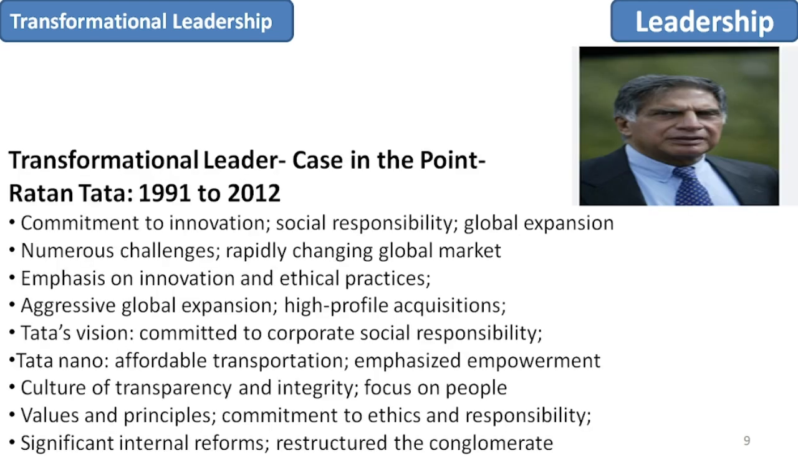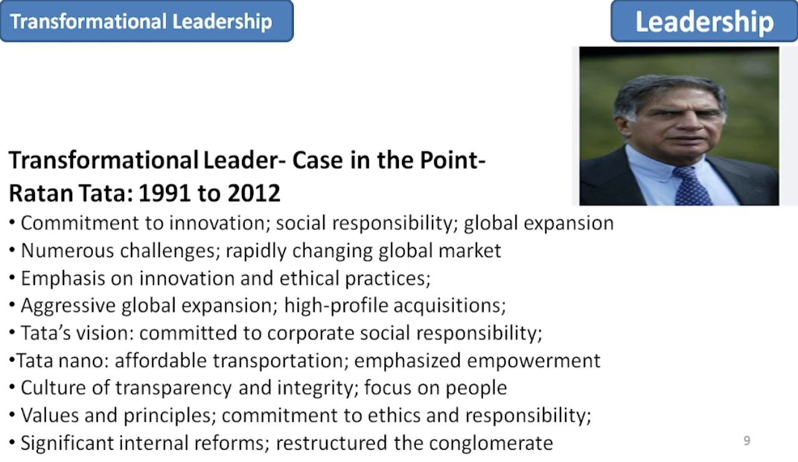Ratan Tata, the former chairman of Tata Group, is widely regarded as a transformational leader who has significantly reshaped the conglomerate and impacted the global business landscape. His leadership from 1991 to 2012 and subsequent role as Chairman Emeritus are marked by bold strategic moves and a commitment to innovation, social responsibility, and global expansion.